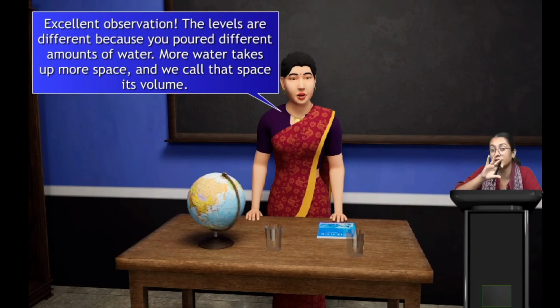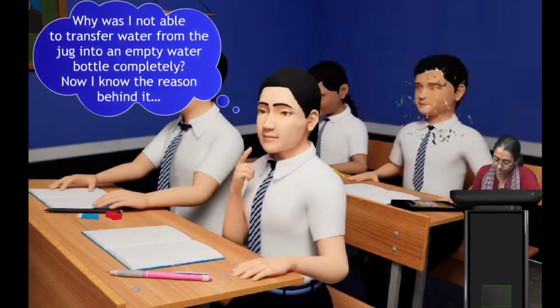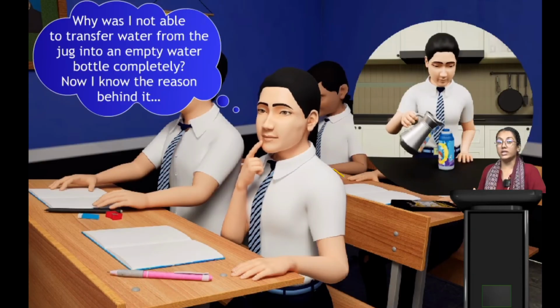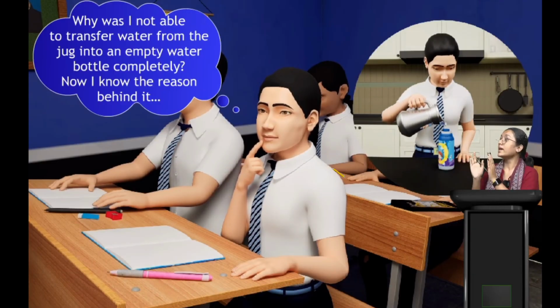Okay, so every matter present, every substance present in our surroundings, is capturing a certain amount of space. So the space which they are occupying is known as its volume. Clear? I hope everyone got it. So what is volume? The amount of space which an object is occupying is known as its volume. Clear, everyone? Very good.